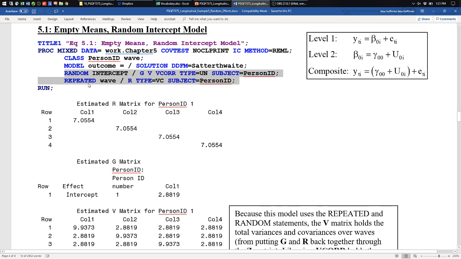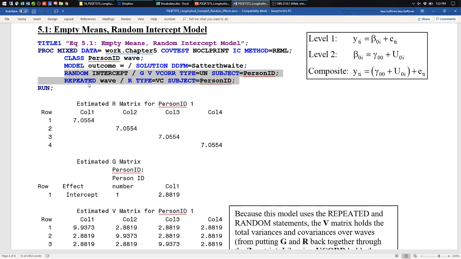First line, random. That's how you tell it what kind of G matrix you want. How is the G matrix going to be organized? By person. So James, to answer your question, if people were nested in schools, you would have another random line where the ID would be school. And then this one would have to be person within school. And then you'd have a G matrix that has sort of two chunks in it, one for schools and one for people. Okay.